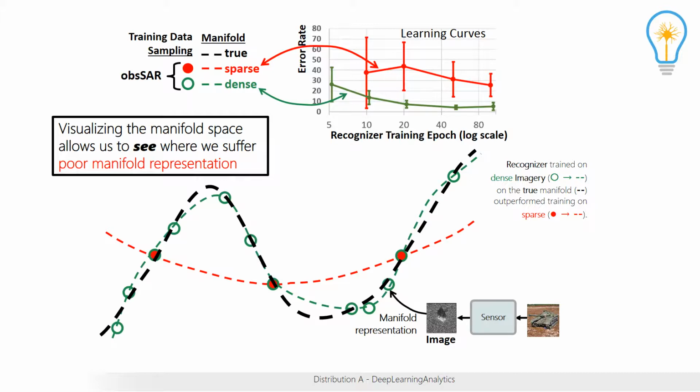Visualizing manifolds may help us identify where the image manifold representation is incomplete. However, image manifolds are high-dimensional objects that cannot be visualized directly. Therefore, the following describes a process to generate approximations of image manifolds with deep learning and embeddings.